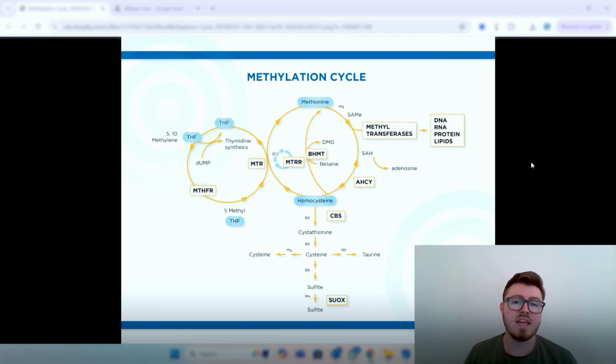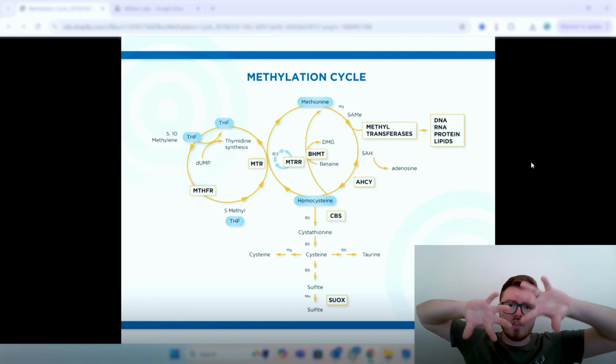It's really important in histamine degradation. So if you have histamine intolerance, it's really important that you understand methylation. It's also one of the really important parts of the phase 2 detoxification pathways in our liver. So we use this to metabolize estrogen and different types of toxic chemicals. It's really fundamentally important.